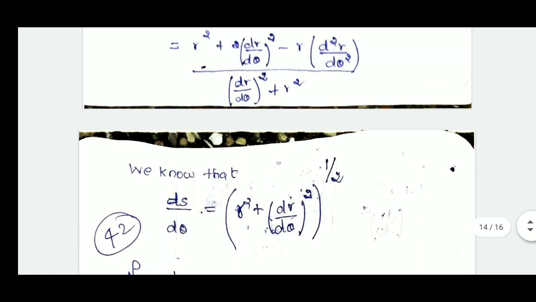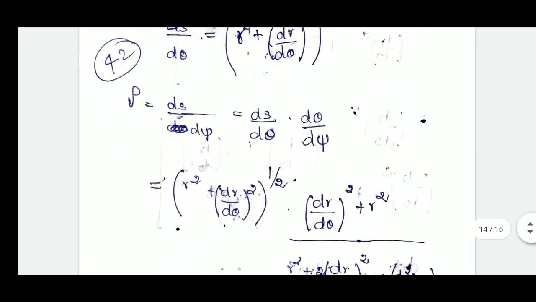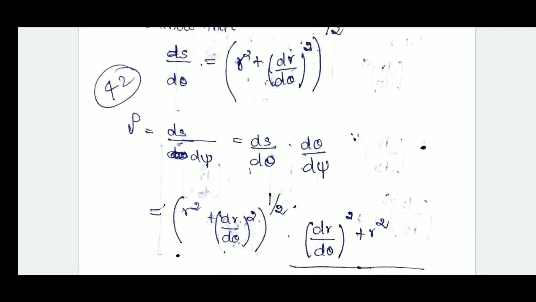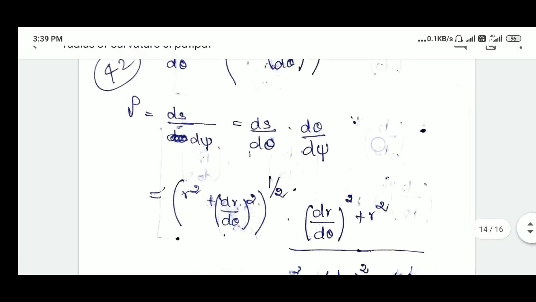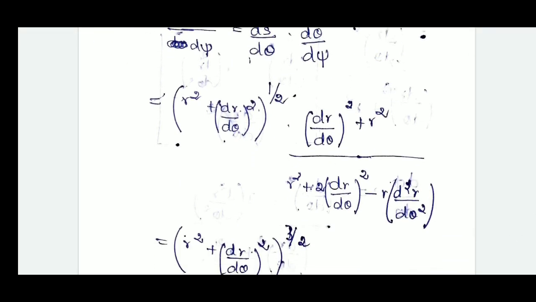We know the given result ds by d theta equal to r square plus dr by d theta the whole square, the whole raised to 1 by 2. This is a result. So rho equal to ds by d psi. Ds by d psi can be written as ds by d theta into d theta by d psi. So instead of ds by d theta we write r square plus dr by d theta the whole square, the whole raised to 1 by 2. Instead of d theta by d psi we write dr by d theta the whole square plus r square by r square plus 2 dr by d theta the whole square minus r into d square r by d theta square.